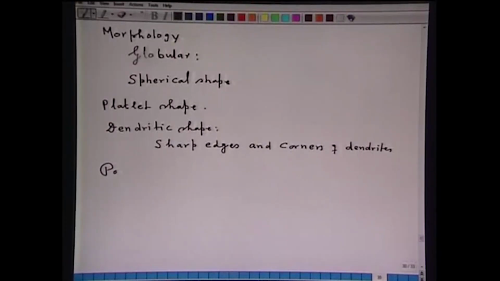Now another shape is a polyhedral shape. Polyhedral shape, they are less harmful than dendritic shape. Another important property is size and size distribution.